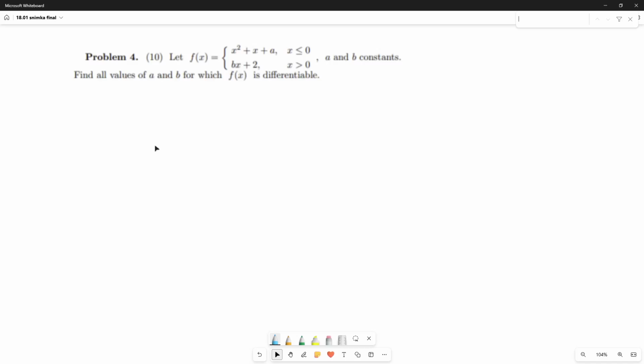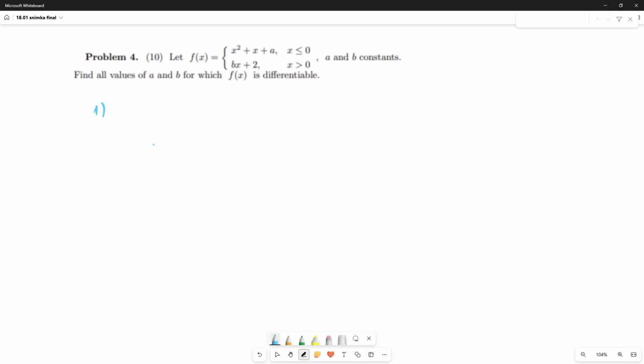The function is defined by two different expressions in two different parts of the domain, and we need to find the values of a and b for which the function is differentiable. The first condition that has to be met is that the function is continuous on its whole domain.